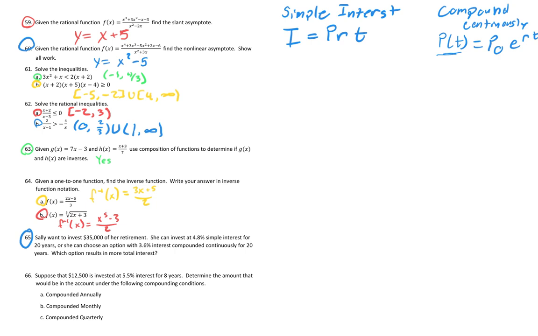Start with simple. So our P is 35,000. Our R is 4.8%. To put that in your equation, we need to have it in decimal form. So we divide by 100, and it's going to be 0.048 times our T of 20 years. Plugging this into our calculator, 35,000 times 0.048 times 20, that's going to leave us with $33,600.